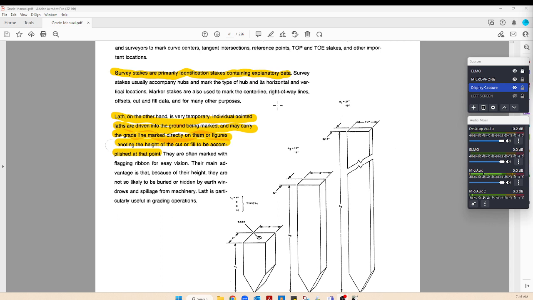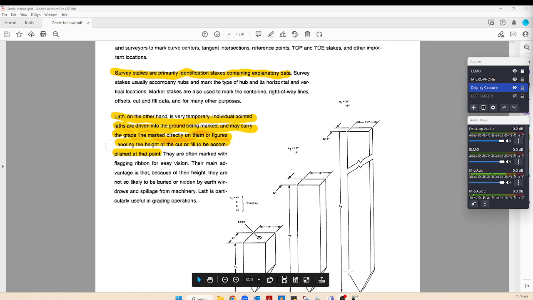Puts out a benchmark, I'm sorry, it becomes permanent. Lath, on the other hand, is very temporary. These right here are very temporary as far as you set them up and take them down, but they're not going to be there perhaps very long. They may change, get knocked over, get replaced, but they're just telling you the information concerning these hubs.